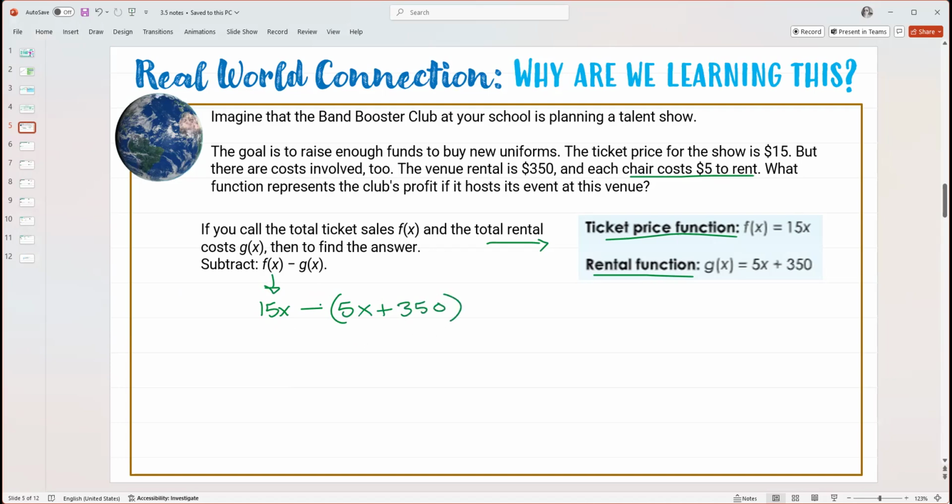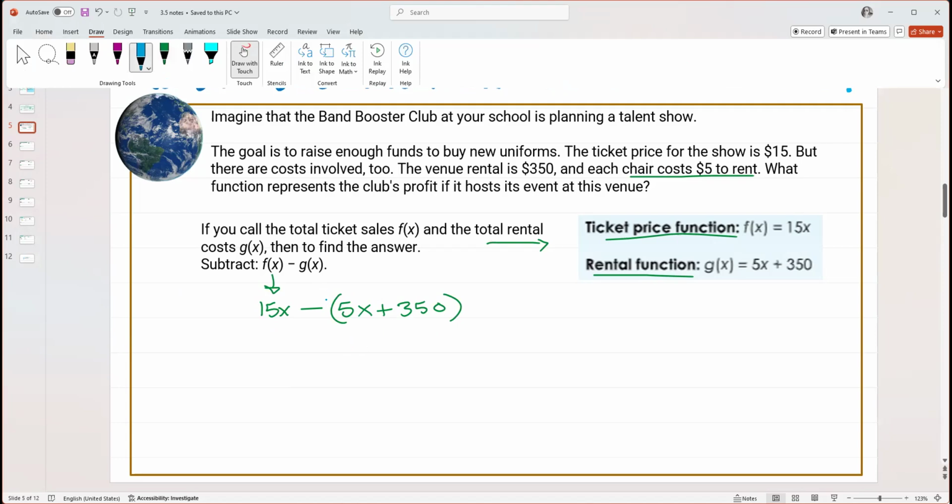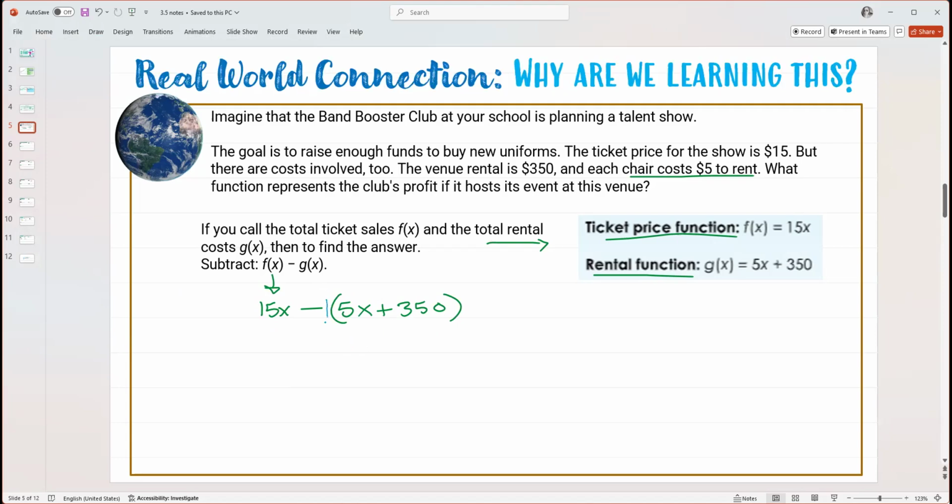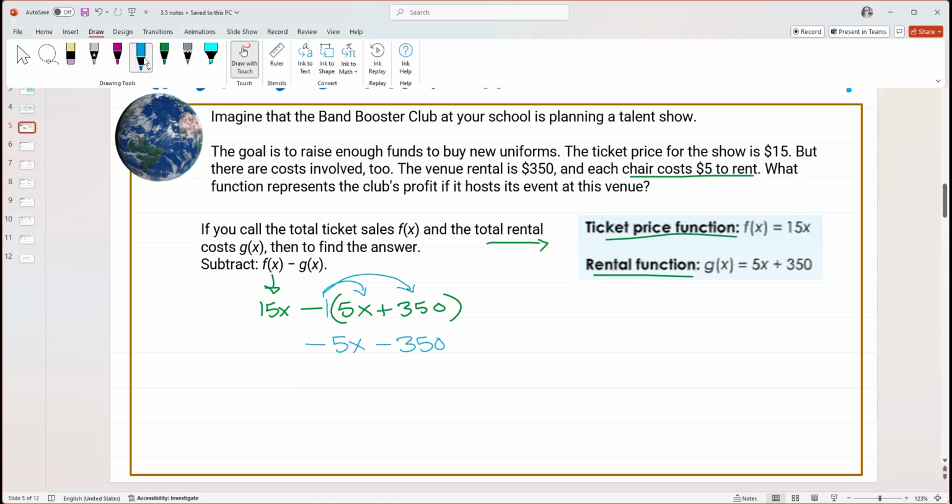So what I'm going to show you later is this is technically a -1 outside of the parentheses. Anytime you have a minus sign outside of the parentheses, you want to distribute the negative sign. So it just makes everything on the inside. Minus 5x is minus 5x. Minus a positive 350 is minus 350. So we've got all of that now. We've distributed the minus sign.